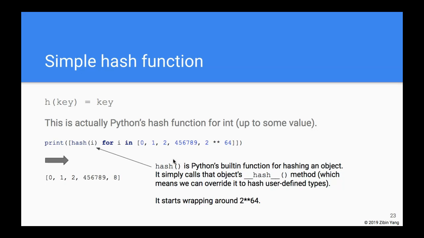And now, one thing I do want to point out at this point is that what hash actually does is it just calls that object's dunder hash function. So integer actually defines a dunder hash method, and that basically just returns the integer itself. Now, what that implies is that we can override it for user-defined types, so that we can have a custom hash function for the types that we define. We'll get to that later.